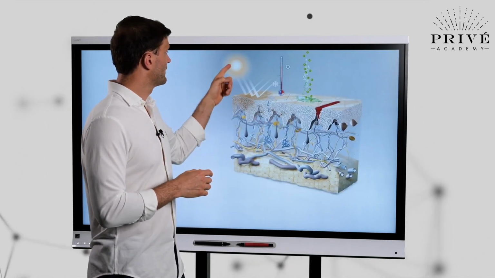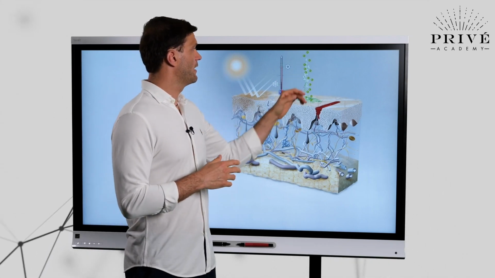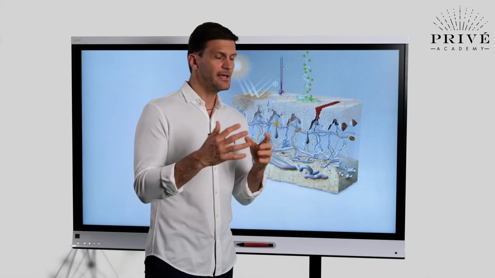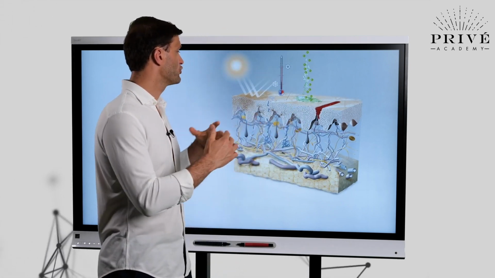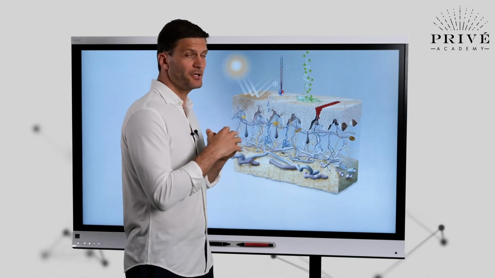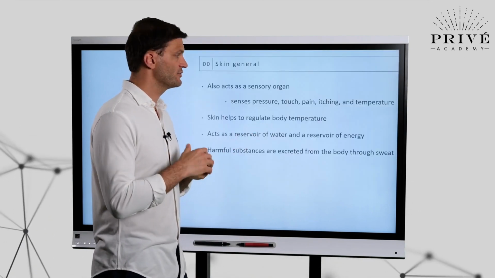You can see the sun, so it protects us from UV exposure, chemical intrusion, and general physical skin damages, and it also regulates and controls the body temperature and protects us from evaporating the water, losing the water.